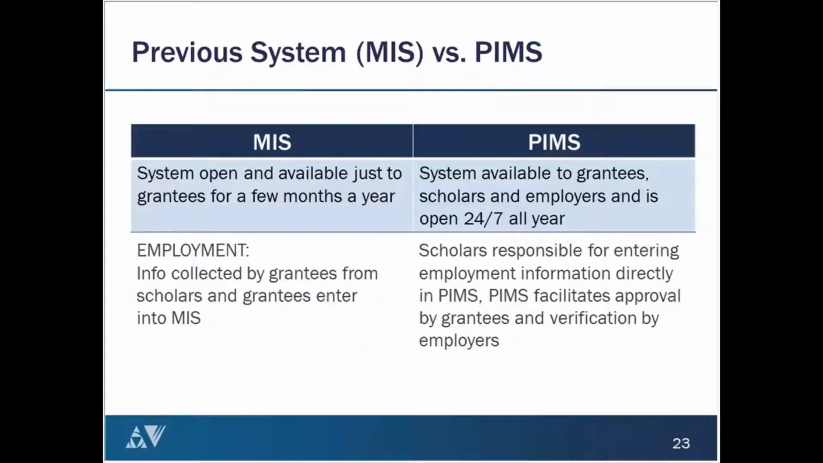So to review a few of the major differences between the previous system, the MIS, and PIMS: for you as grantees, we know the previous system was available just to you and only really for a few months of the year. PIMS is available 24/7, all year round, and not only available to you, but also to the scholars and employers. So this is an important note for you to continue to maintain and update the scholar records within your system. If a scholar changes their status or you enroll a new scholar, as we said previously, you'll be required to update or enter their scholar record within 30 days rather than during a single portion of the year. So that's an extremely important note for you as grantees.